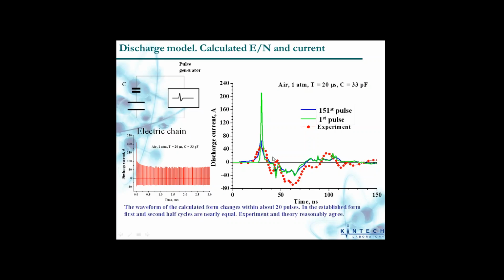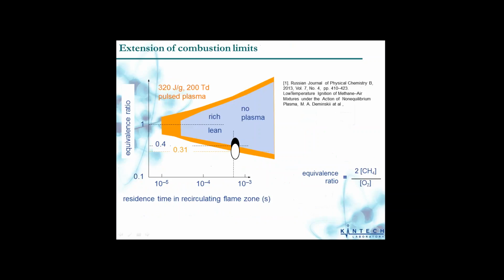The green line is the first pulse, you see here. After about 100 pulses, we have the formation of a more or less steady-state form of the pulse, the blue line, and you may compare this blue line with the experimental points, the red dotted line. Well, but what was this simulation done for?